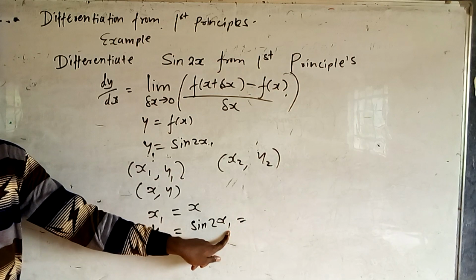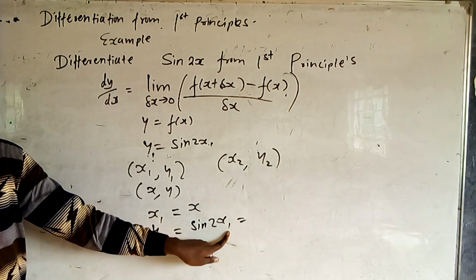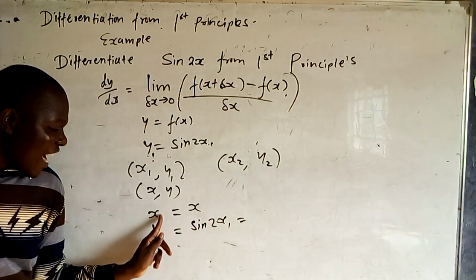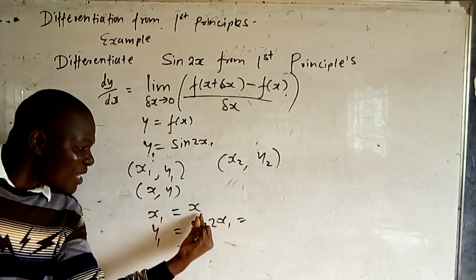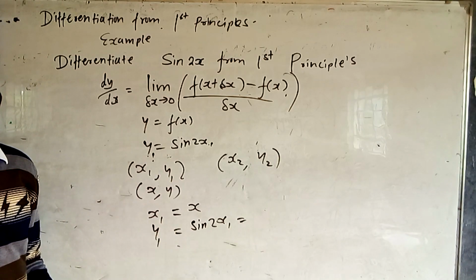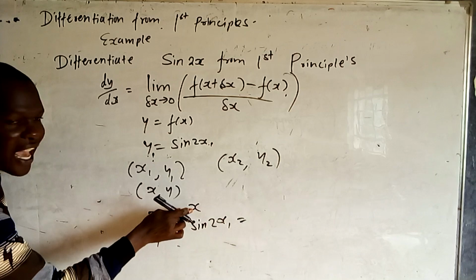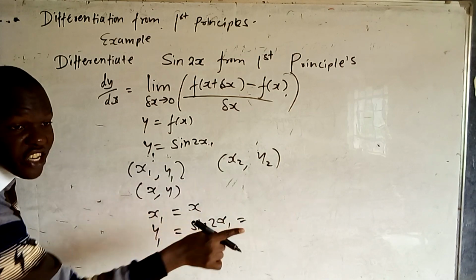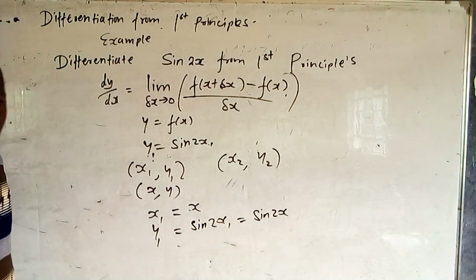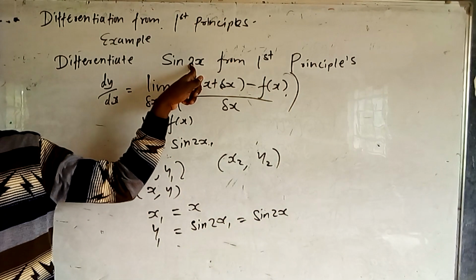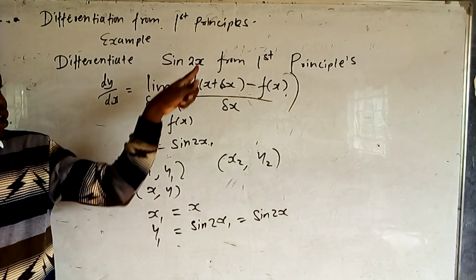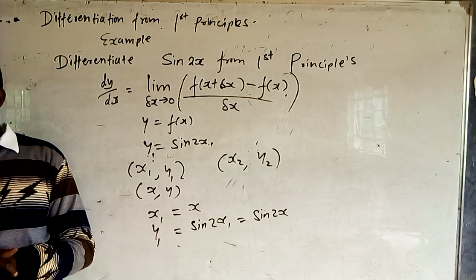Then you substitute the value of x1, because everything must be in terms of x. You can see this is a function of x, so everything here, x1, y1, x2, y2, must be in terms of x alone. Are we together? So x1 is x. Where there is x1, you put the value of x1, which is x. So y1 is sine 2x. The function you are always given is always y1.